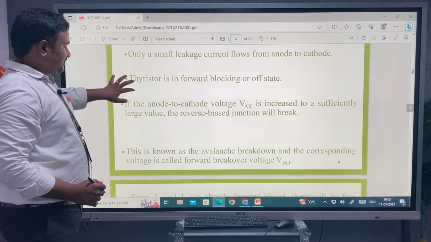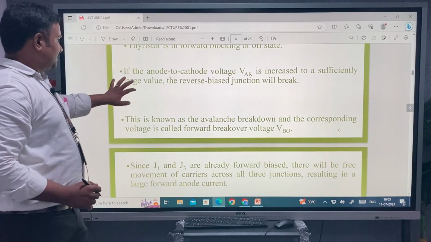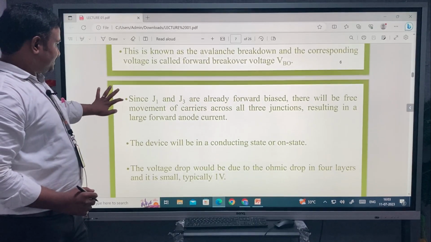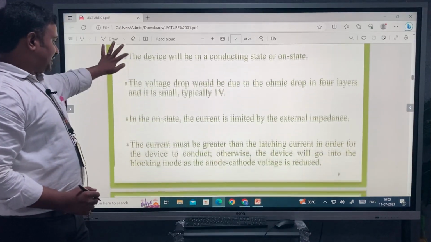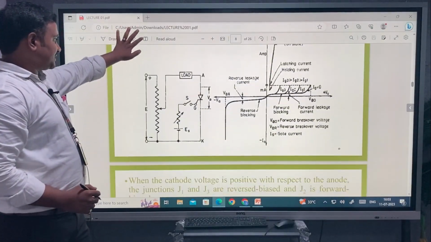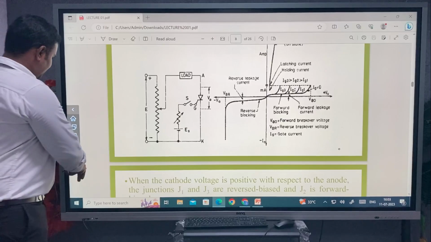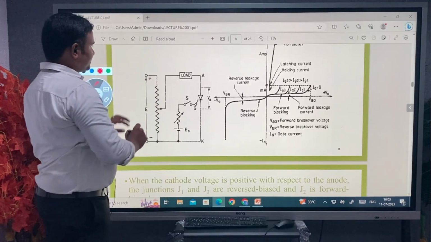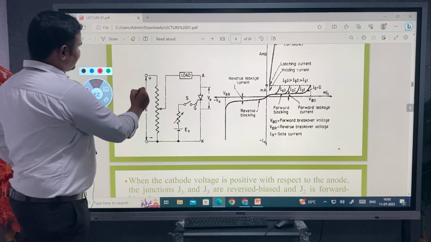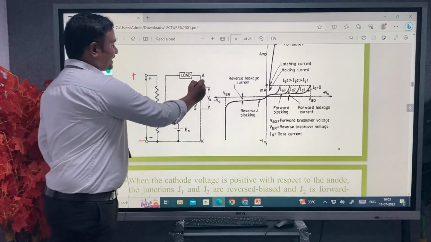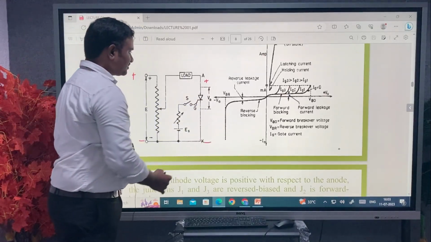So this is all the theory behind the blocking, forward and reverse conduction states. How it happens, we will see with the diagram. This is the basic diagram we can use for the explanation of thyristor characteristics. Here is the main supply. The main supply is given between the anode and cathode, and the anode is positive with respect to the cathode.